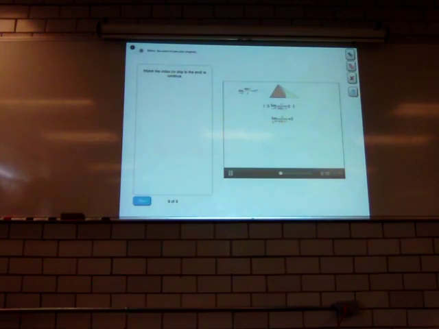If the limit as x goes to 0 of x over sine x is 1, then what's the limit as x goes to 0 of sine x over x?